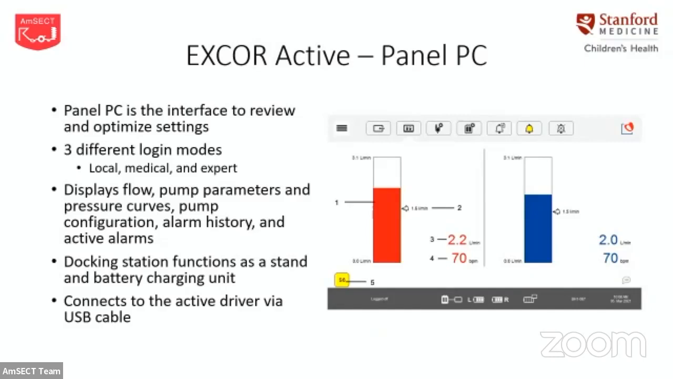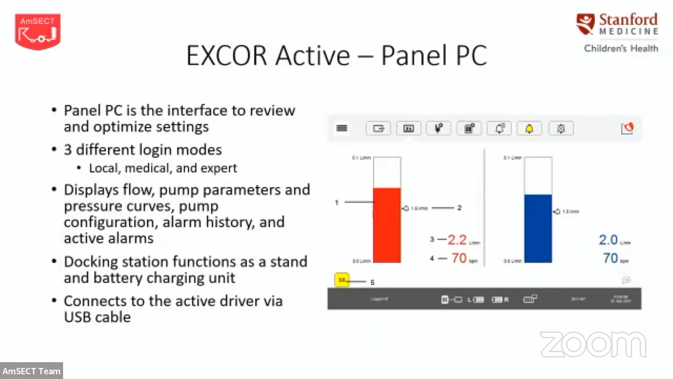Across the top is where you're going to select what view you want to see with the panel PC. So you can go between flow, the pump parameters, which are going to be your systole, diastole settings, and your pressure curves. The pump configuration is going to be a review of how you set it up as LVAD, BiVAD, et cetera, what the pump size is, the cannulas you're using, and the patient size. There is an alarm history tab as well, so you can go back and see what alarms you've had on that patient.